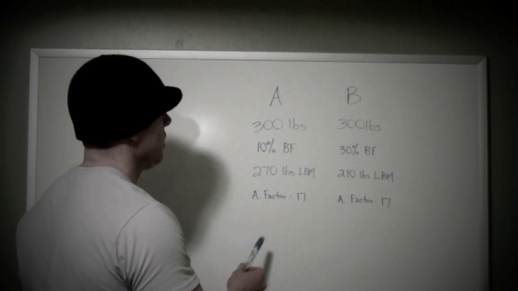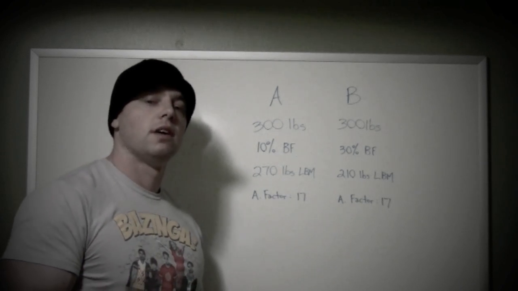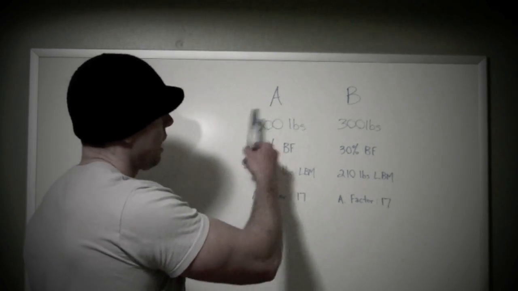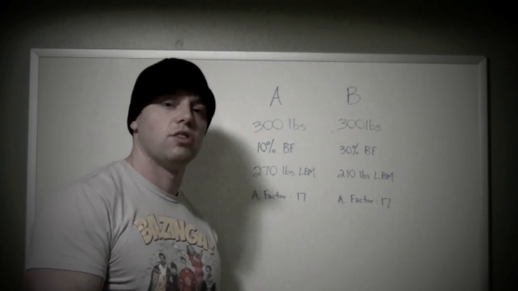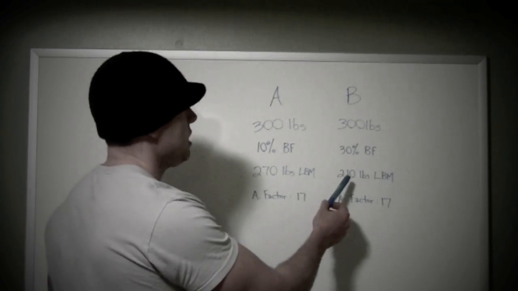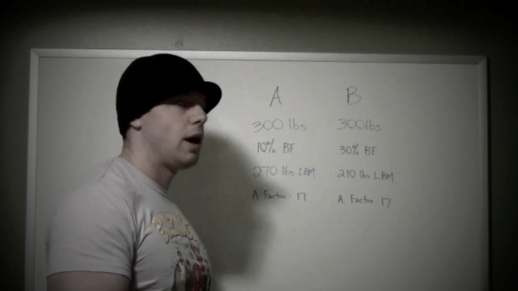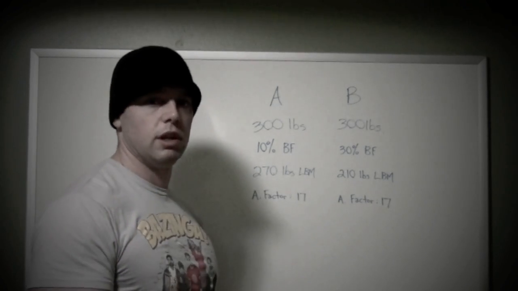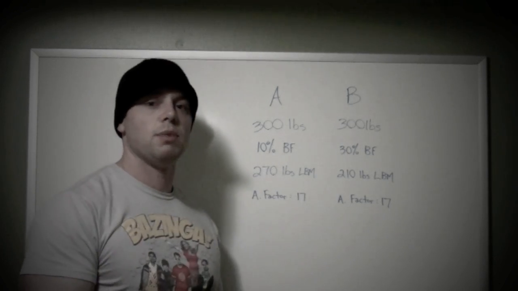So person A is carrying 270 pounds of lean body mass. That means that 270 pounds of their 300 pounds are made up of non-fatty tissue, non-fatty substance. Person B, since their body fat is higher, they're carrying more fatty substance, and therefore their lean body mass is going to be lower than person A, and they sit at 210 pounds of lean body mass.